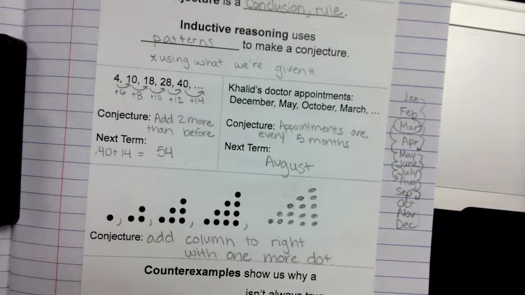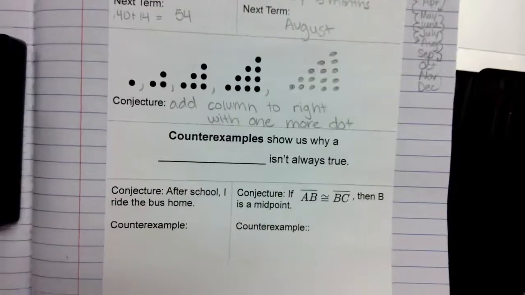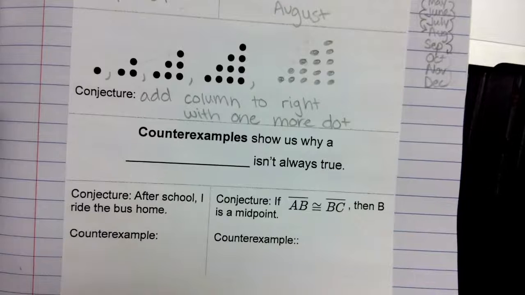Have you ever had a friend tell you, like, I can jump 10 feet in the air? And you're like, prove it. You're seeing, can they jump 10 feet in the air every time? A counterexample is similar to that. We're showing why it's not always true.